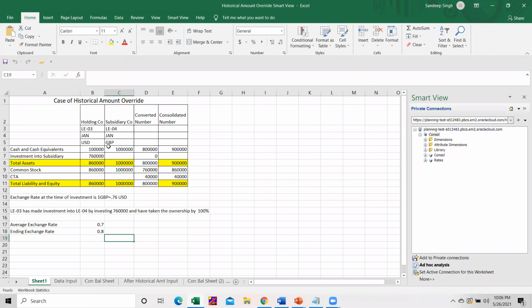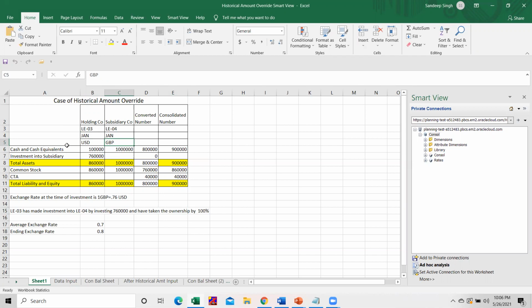So this is the scenario where we have two entities, legal entity 03 and legal entity 04. Legal entity 03 is our holding company and legal entity 04 is the subsidiary company. Legal entity 03 has taken ownership of 100%, and the currency for legal entity 03 is USD, for legal entity 04 is GBP.